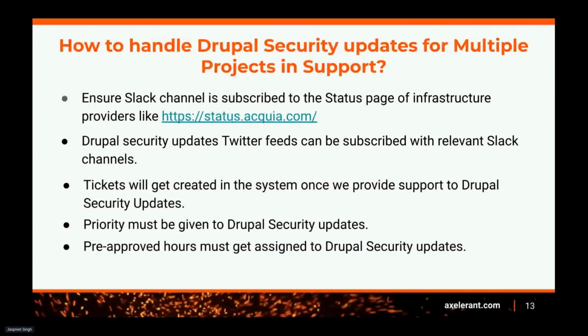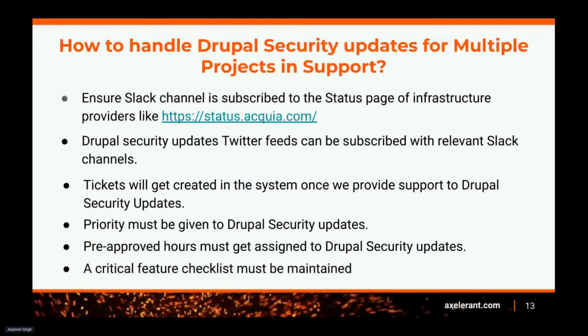Next one is that pre-approved hours must get assigned to the Drupal security updates. Whenever we are signing the contract, we usually get 8 pre-approved hours from the client side in order to work on the Drupal security updates, or uptime and downtime issues. We take the pre-approved hours from the client because we do not need to wait for the client in order to work on high priority things. In case the client is not available, it would be very difficult for us to work on those things. That is the reason we are seeking the pre-approved hours from the client side at the start of the contract. So basically, these are the things.